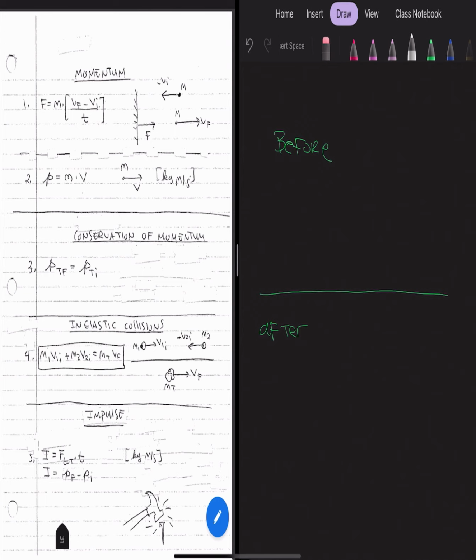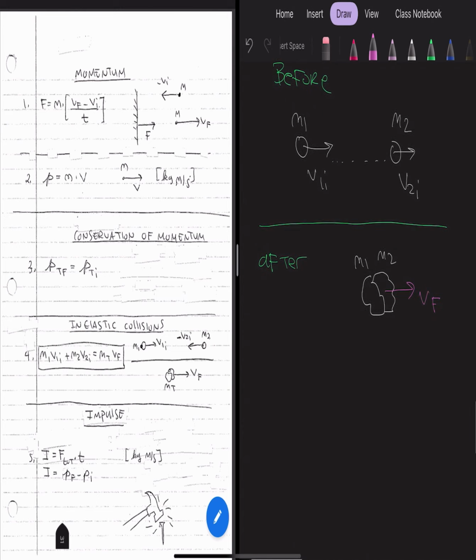Before the collision, let's say that you have two objects, mass 1 and mass 2. Mass 1 is moving with the velocity v1 initial, and mass 2 is moving with the velocity v2 initial. They're going to collide somewhere, and once they collide, they're going to stick together. So now this is going to be mass 1 and mass 2, and they're going to move with the same final common velocity, which I'll call v final.